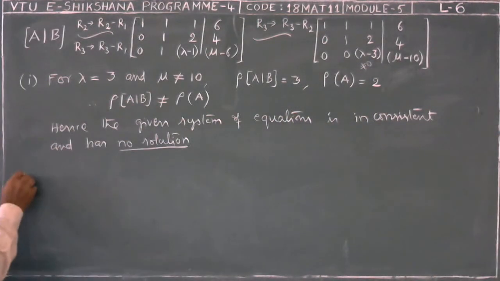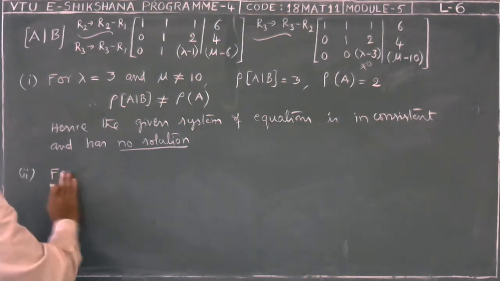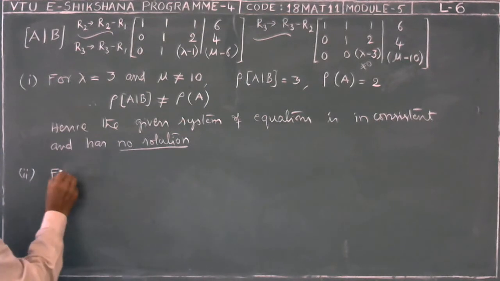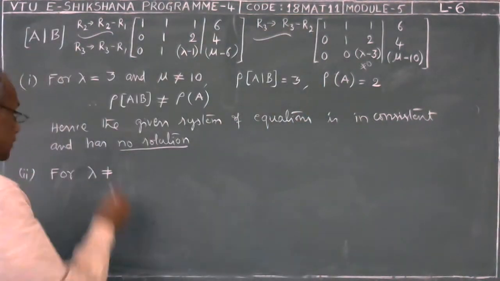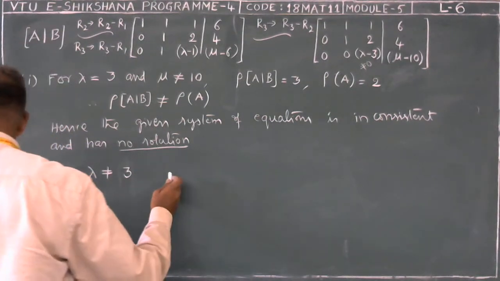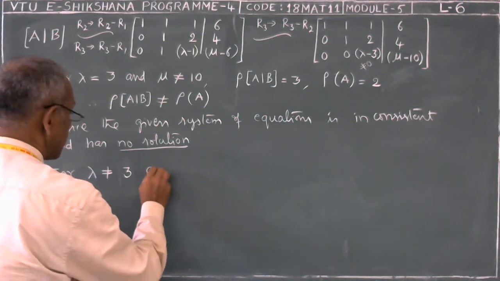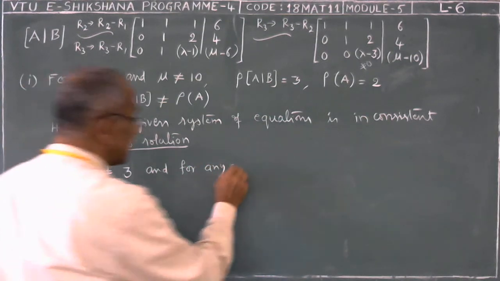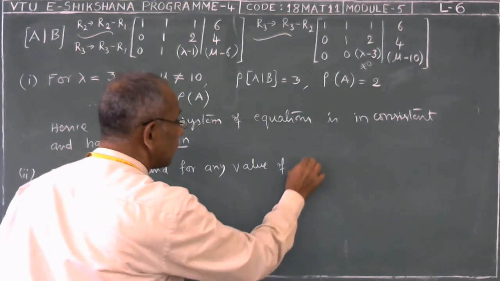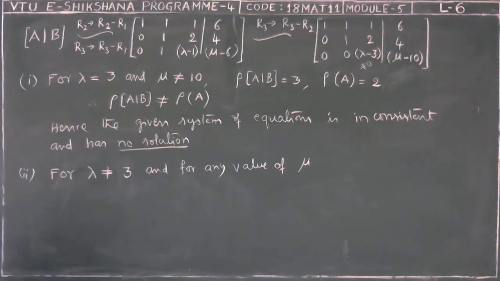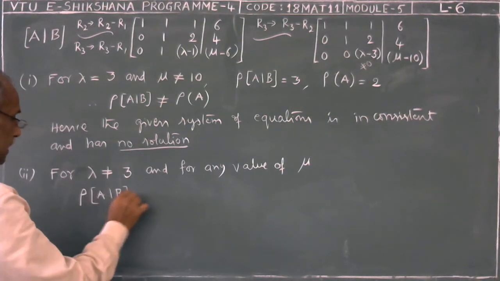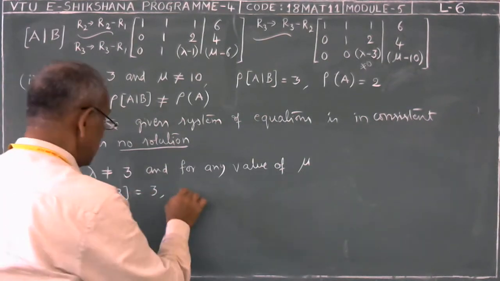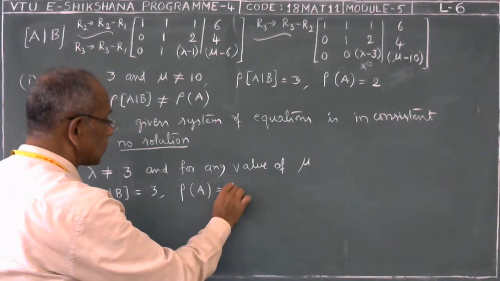That is our case 2. For lambda not equal to 3, and for any value of mu, the rank of the augmented matrix is equal to 3, and the rank of the coefficient matrix is also equal to 3.